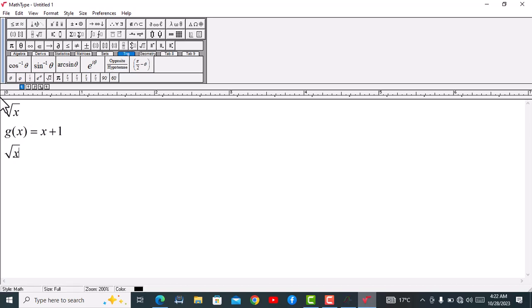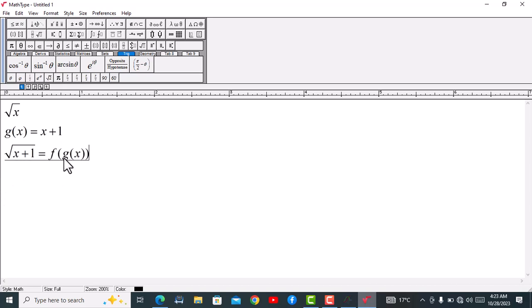So here I have x, which is my function f, and where I see x, I'm going to write inside of this function x plus 1. So I see x, I'm writing x plus 1. So what is this now? This is equal to f of g at x.